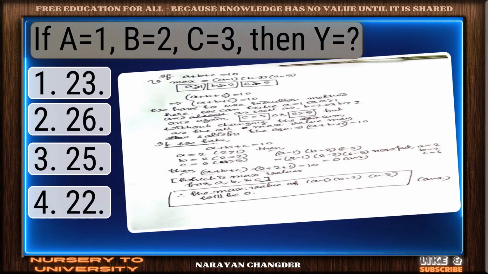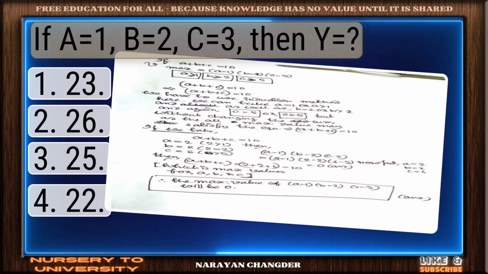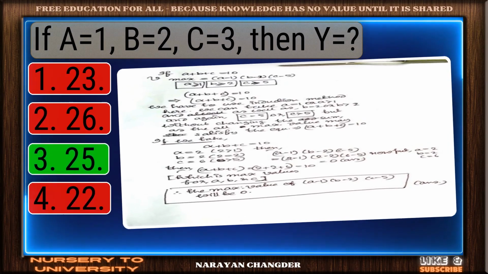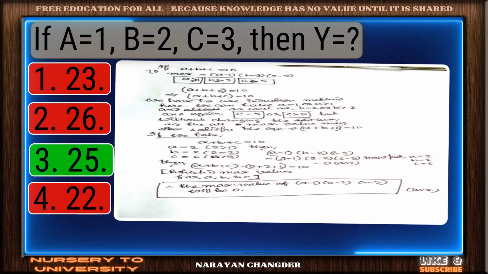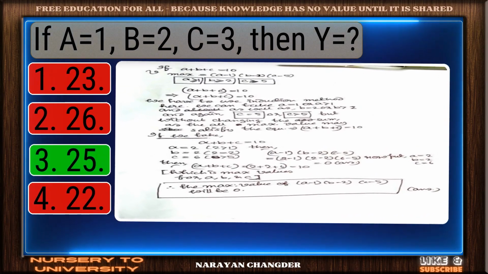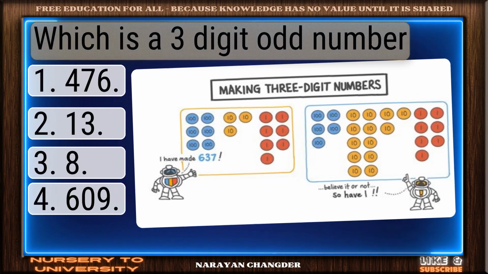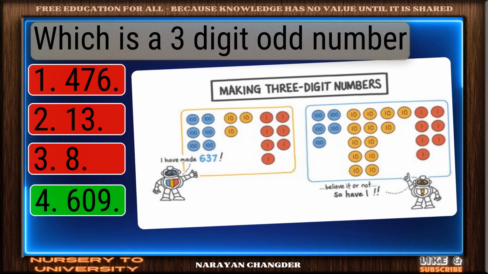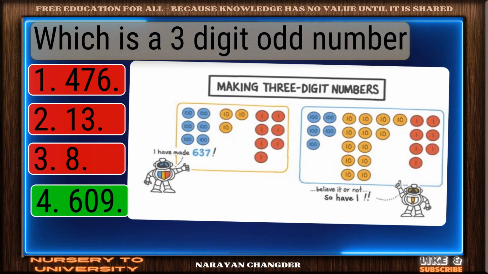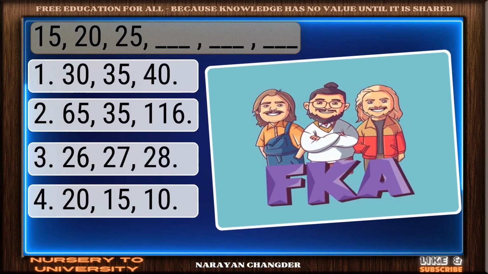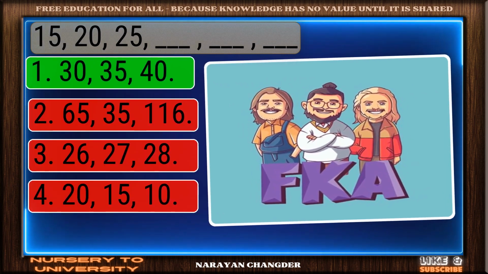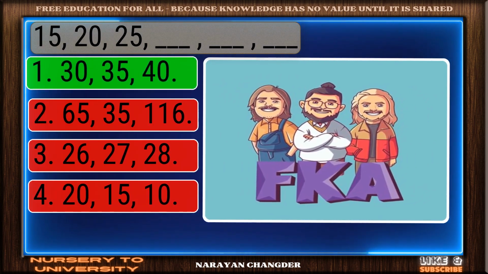If A equal to 1, B equal to 2, C equal to 3, then Y equal to. Great thinking. 25 is the right choice, which is a 3-digit odd number. Smart move. 679 is an accurate answer. 1525 dash dash a dash. Bravo. 30, 35, 40 is the answer.